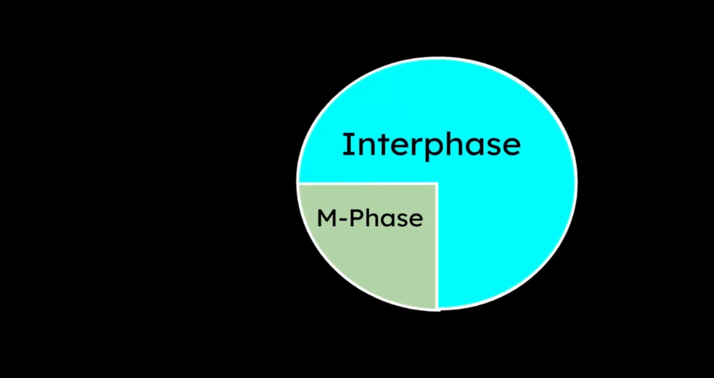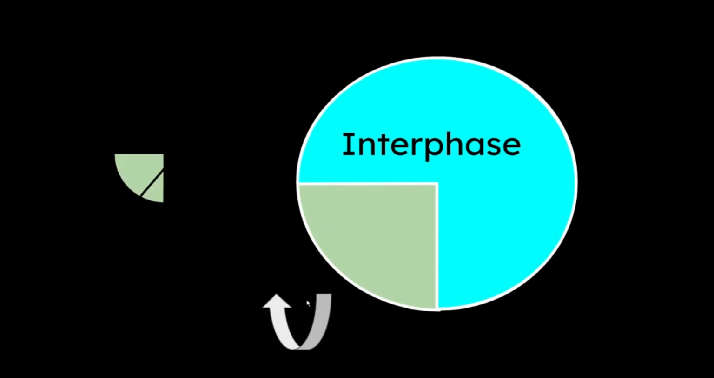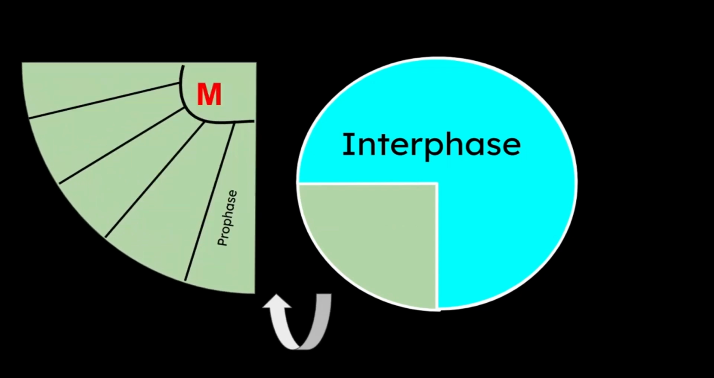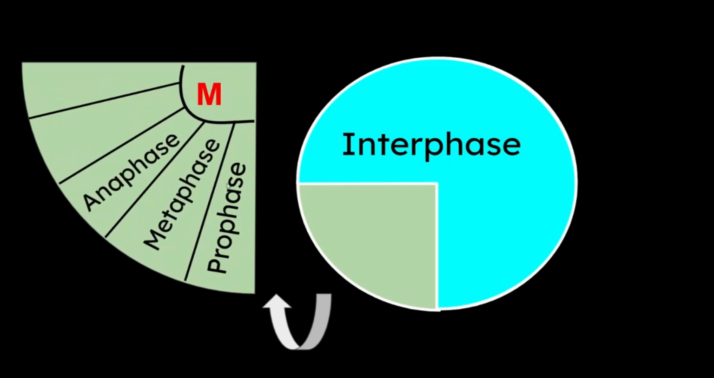In addition, M phase has a lot of phases too. M phase consists of prophase as the first phase, metaphase as the second phase, anaphase as the third phase, telophase as the fourth phase, and finally cytokinesis.